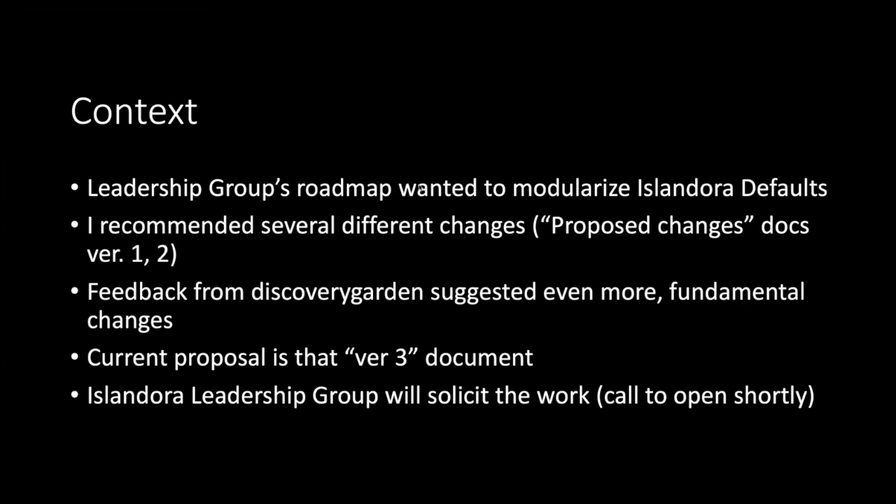So leadership group wanted to modularize Islandora defaults, asked me to scope that out. What would that look like? I recommended several changes that really didn't involve solution packs. Those changes went around to a few people, and some folks from Discovery Garden were able to suggest some more really core changes to Islandora itself. I was trying to limit myself to defaults. They were willing to go a lot further. So I thought if the community is willing, I think this is a great opportunity. I think we have a good chance right now to do this kind of work.